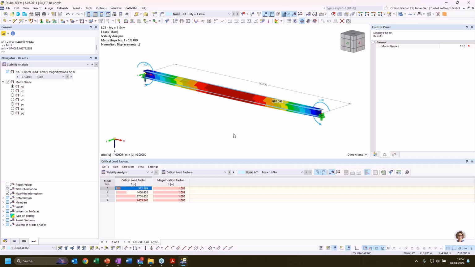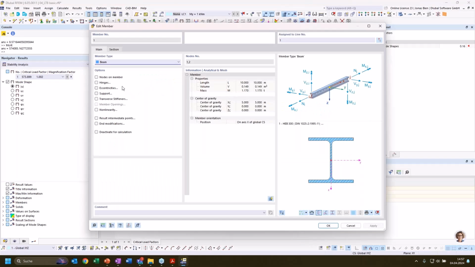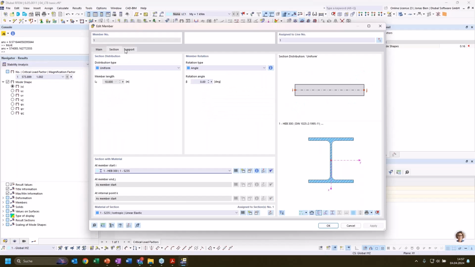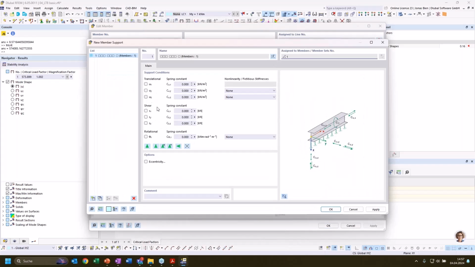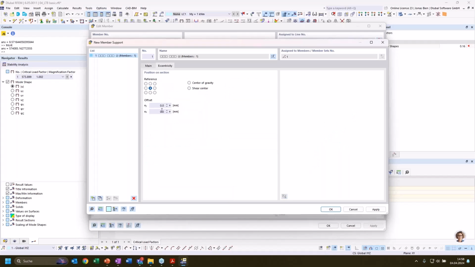But of course, as in the Euler case, we can use our structural stability add-on to investigate much more complex cases. For example, we could add a member support. So I go to the member and add a support, and then I get this tab here where I can enter a member support. I could manually put in some rotational restraint. I could even apply an eccentricity of this member restraint. For example, I could say I have a rotational restraint at the top of the flange.